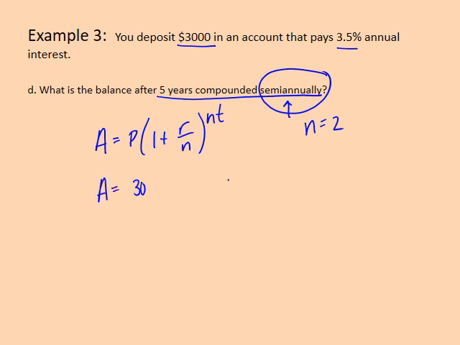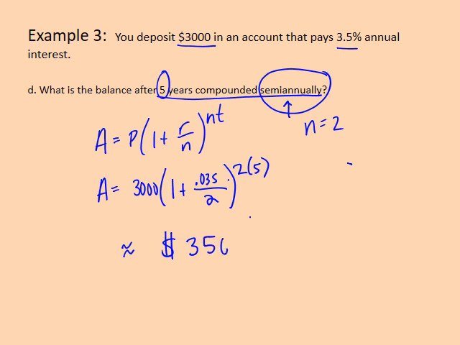So we have 3,000 times (1 plus 0.035 divided by 2), all raised to the 2t. And since we're trying to figure out what the balance is after 5 years, we're going to replace that t with 5. All of this information can be just plugged into our calculator, and we end up with the balance after 5 years compounded semi-annually being $3,568.33.